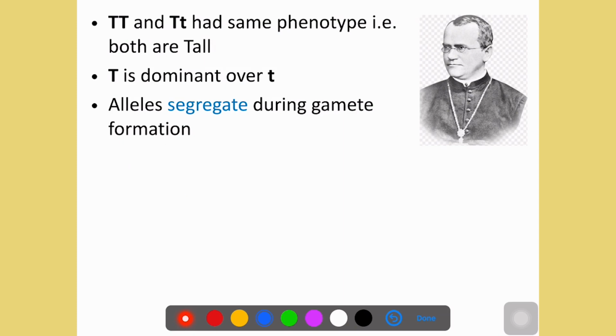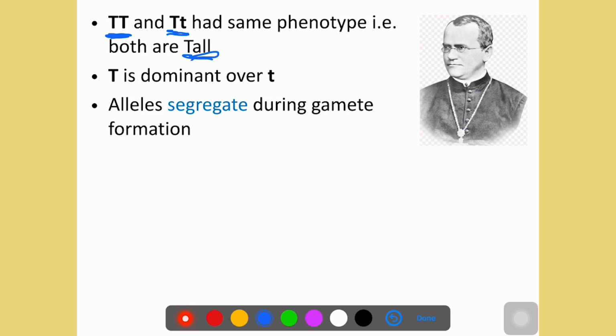He also said that a plant which is phenotypically tall can have 2 genotypes, right? A plant which is phenotypically tall could be either homozygous with 2 capital T's, or it can be heterozygous, a capital T and a small t.